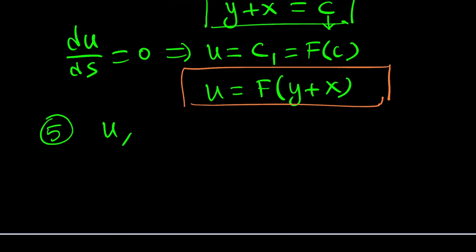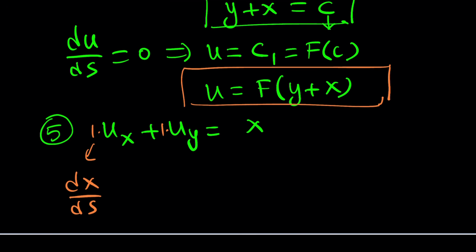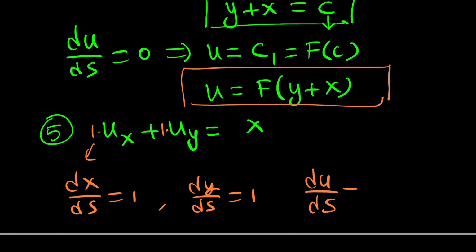Okay, number 5 is u sub x plus u sub y is equal to x. Now we're adding these two and we're getting x. By the method of characteristics, notice that the coefficients are 1 and 1 here. So this is going to be dx over ds, which is 1. dy over ds is again 1. But du over ds, this is not homogeneous, by the way. du over ds will be x. Interesting scenario because this time du over ds actually depends on x.